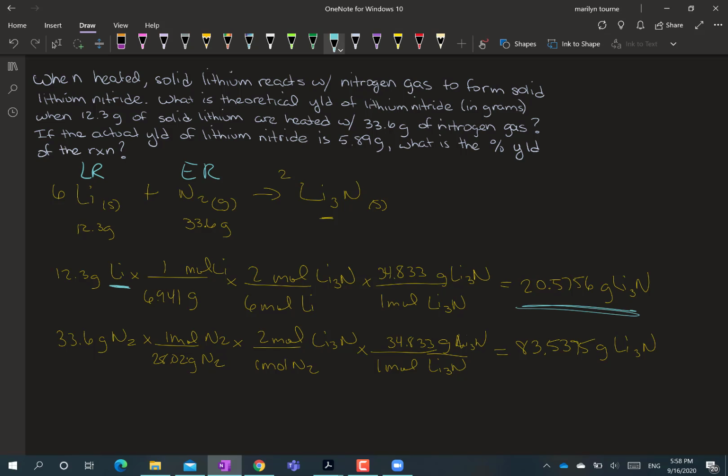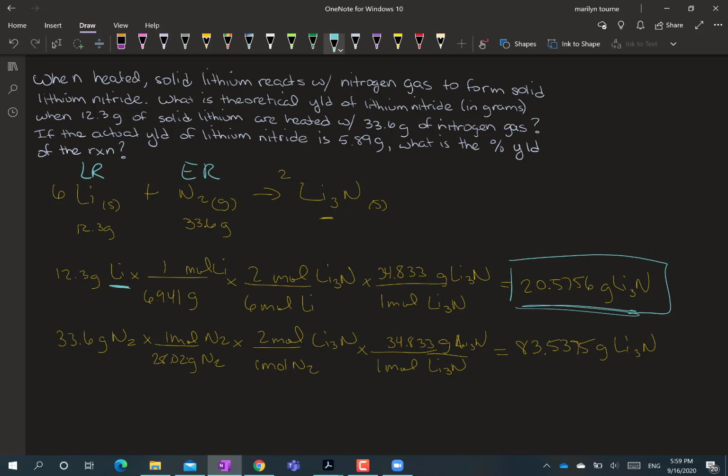They wanted to know what the theoretical yield was. This answer right here is the answer to that. The theoretical yield, the maximum you can make with that much starting material, is 20.5756 grams of lithium nitride. I obviously have not adjusted it for sig figs, but that's the answer.